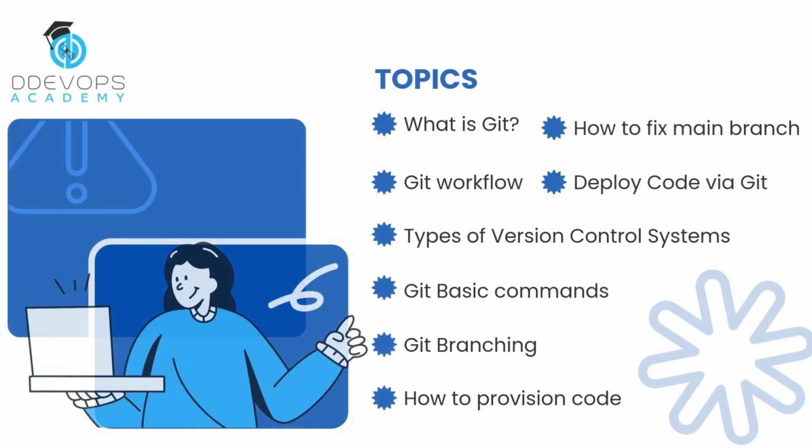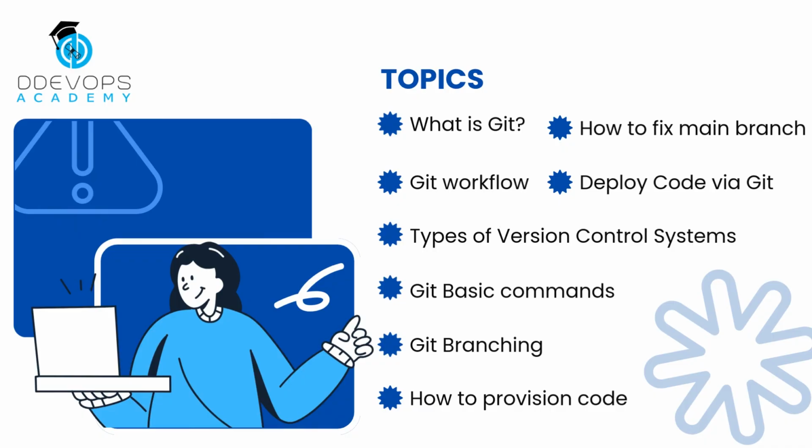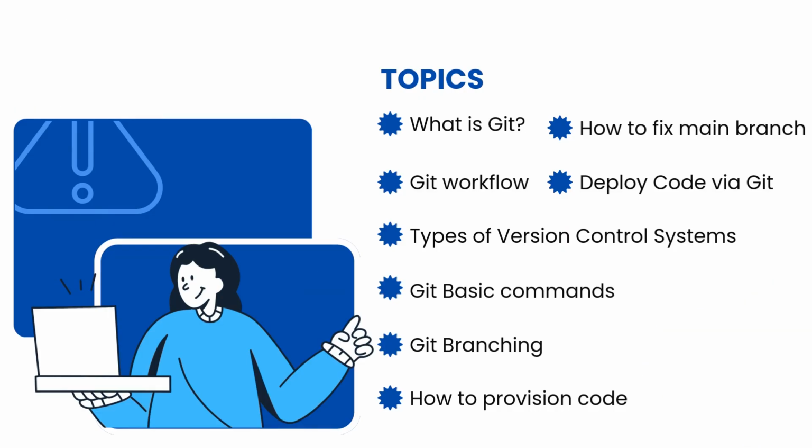In this module, we'll explore the essential topics that form the backbone of Git and version control. We'll start with what Git is and how its workflow operates. Then, we'll compare different types of version control systems and dive into basic Git commands. You'll learn how to branch effectively, provision code, fix issues in the main branch, and deploy code using Git. By the end, you'll be equipped to manage code collaboratively and confidently in real-world projects.